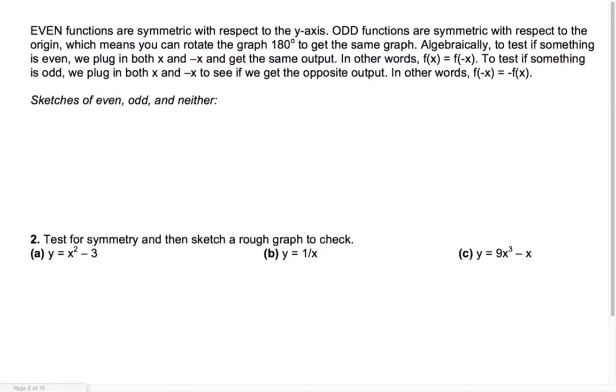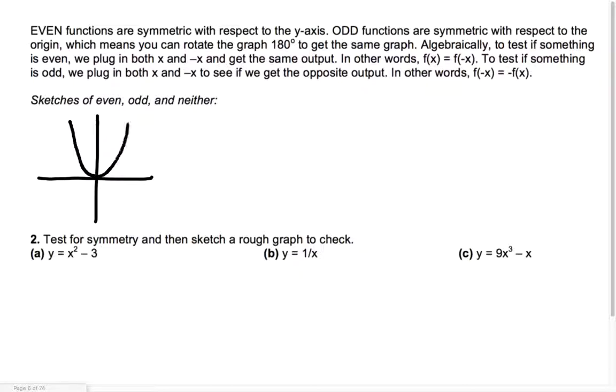All right, so even functions. Even functions are symmetric with respect to the y-axis. Odd functions are symmetric with respect to the origin. So let me give you a sketch of both. So the most basic even function. Do you guys know the most basic even function? Did you guys talk about this in pre-calc? Parabola. Yeah, parabola, like y equals x squared. Okay, not any parabola, but definitely one that's symmetric across the y-axis.